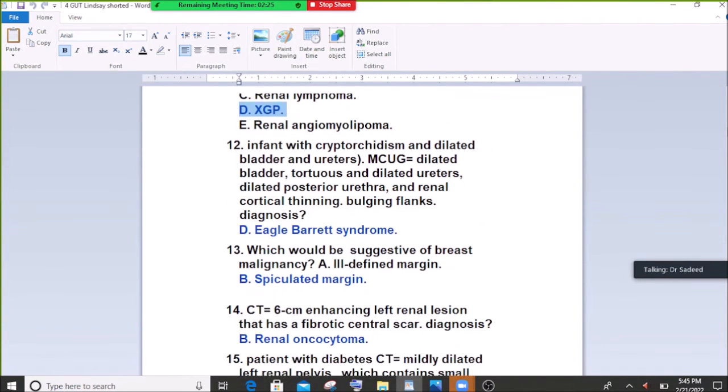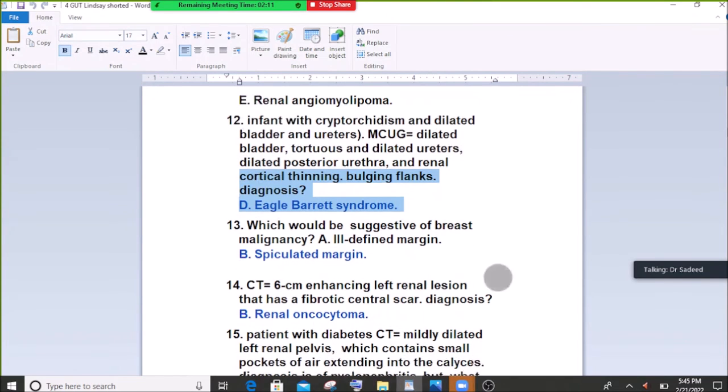Question 12. Infant with crib and dilated bladder and ureter. MCUG shows a dilated bladder, tortuous and dilated ureters, dilated posterior urethra, and renal cortical thinning. Bulging flanks. Diagnosis: Eagle-Barrett syndrome.